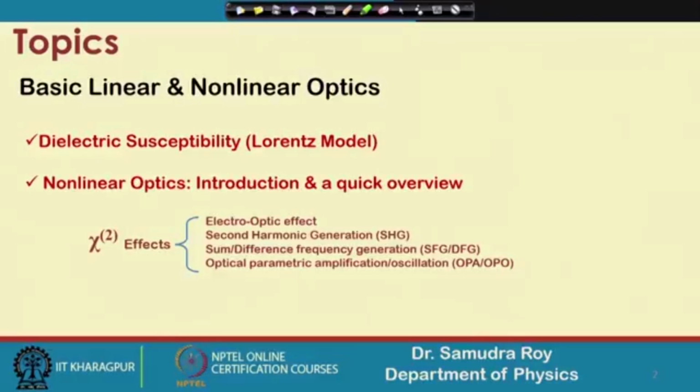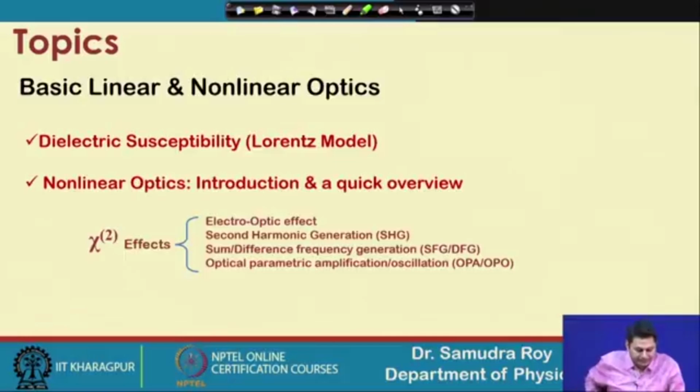In the last class also we started this part, but today we are going to learn it in detail, and the knowledge of the Lorentz model is very important because we will use it in our future calculations, which are very important in nonlinear optics. So, the Lorentz model we need to learn carefully. That is why I emphasize this dielectric susceptibility in this class.